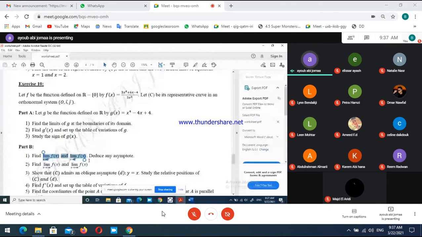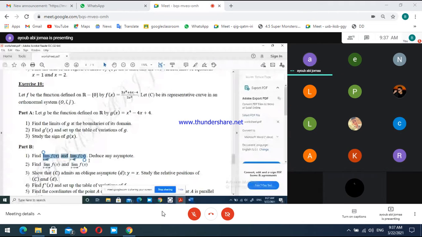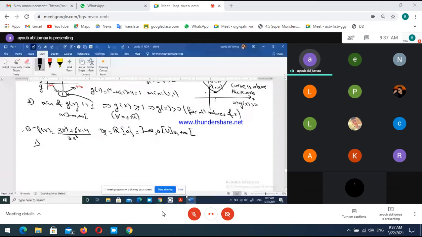Neither 0 minus nor 0 plus. You know the boundaries: negative infinity, 0 minus, 0 plus, positive infinity. What is required is to find the limit as x approaches 0 minus of the function.